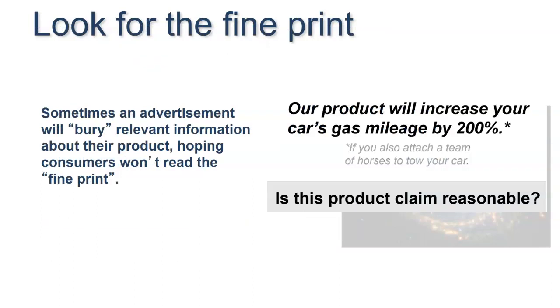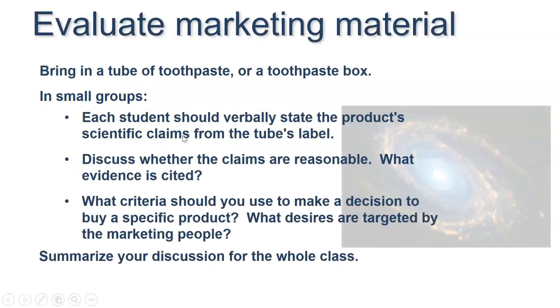So some things that also, when you're looking at advertisements that are important, look for fine print. So it says our product will decrease your car's gas mileage by 200%, but you see this little asterisk here and you go down, it says if you also attach a team of horses to tow your car. So is that reasonable? Honestly, if you ever see will increase your gas car mileage by anything that's in a very high number, percentage-wise, it's not going to be a reasonable claim. So there will be some burying of relevant information.